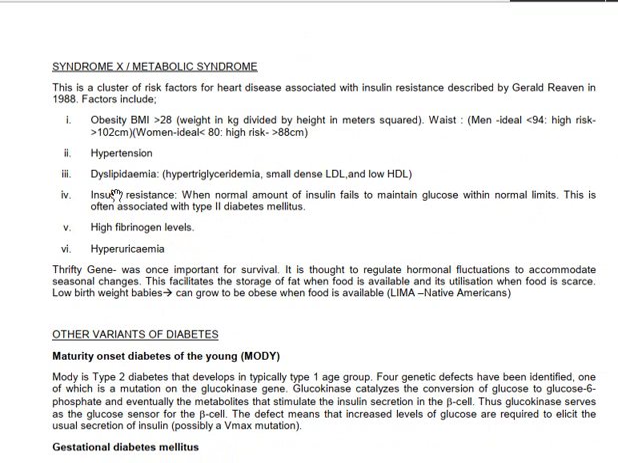A high fibrinogen level is another one that has been added. A high fibrinogen level is also implicated sometimes in metabolic syndrome, and you also have hyperuricemia.